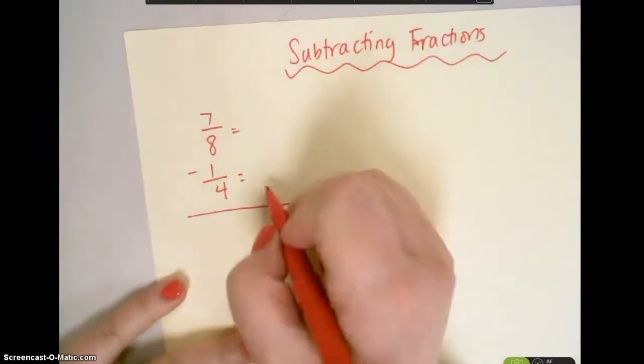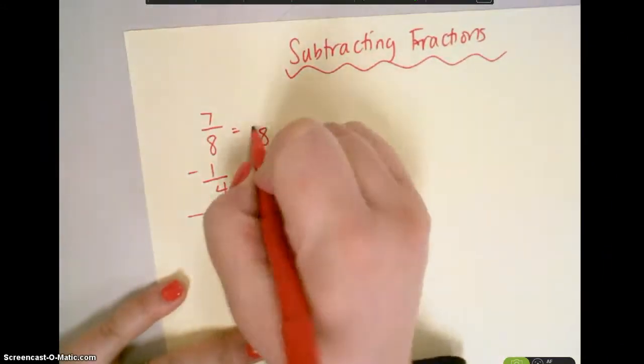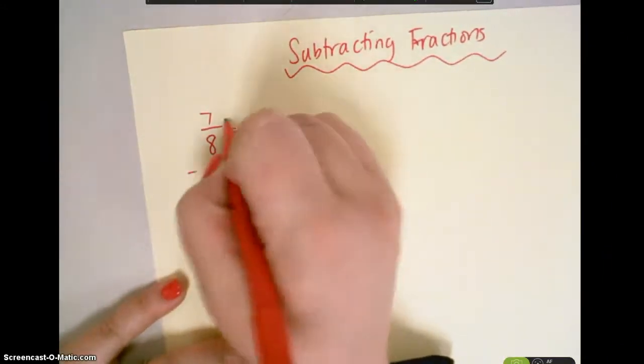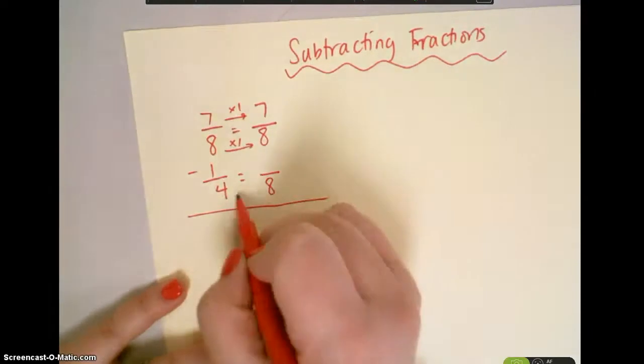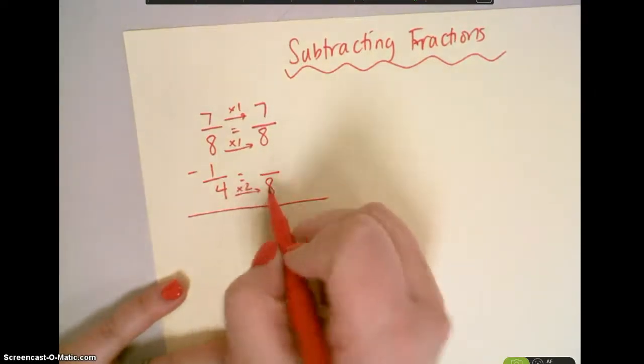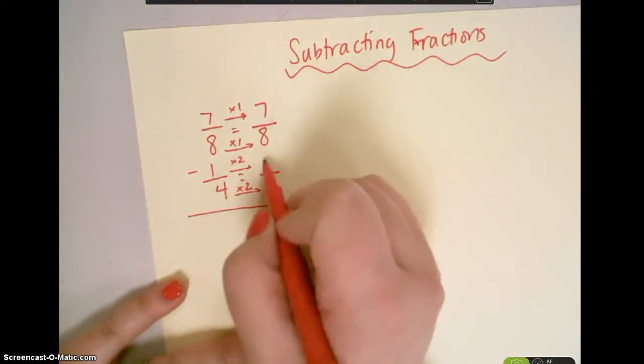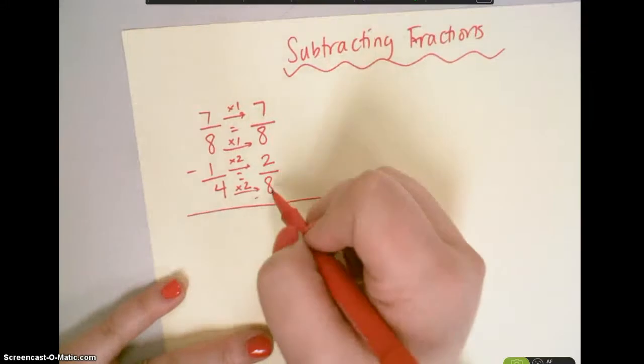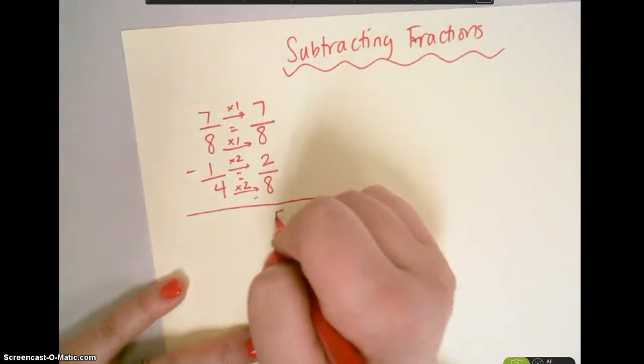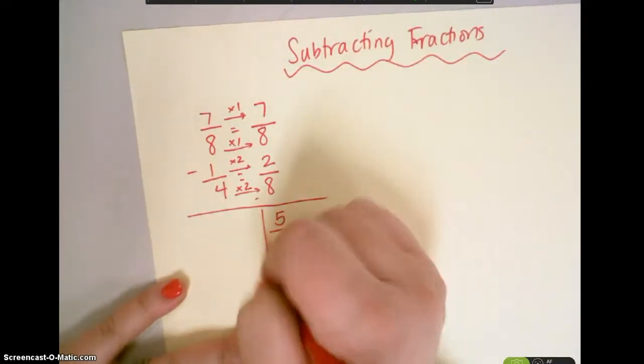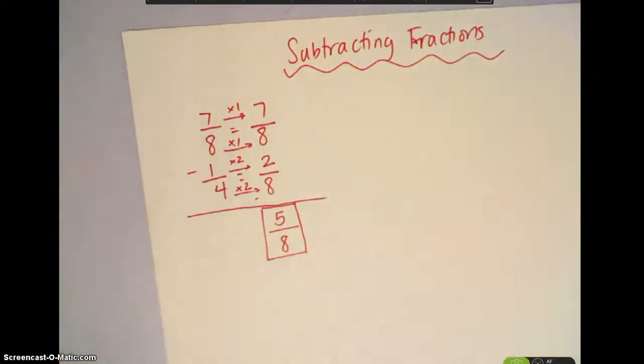So I'm going to use the common denominator of 8. This did not change, it just multiplied by 1. So 7/8, and I do 4 times 2 to get 8. 1 times 2 is 2. So now I have 7/8 minus 2/8. 7 minus 2 is 5. My denominator stays the same. So I have 5/8 as my answer.